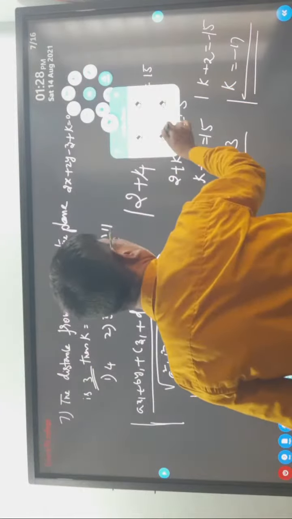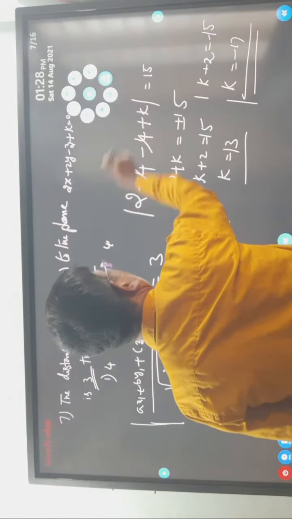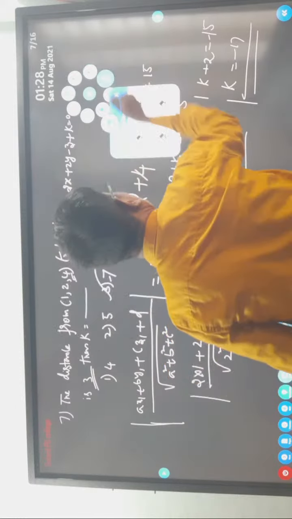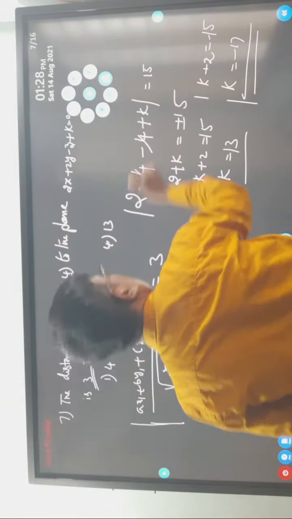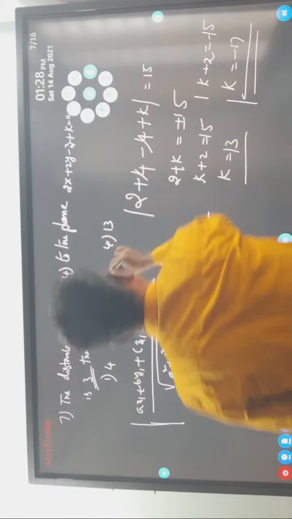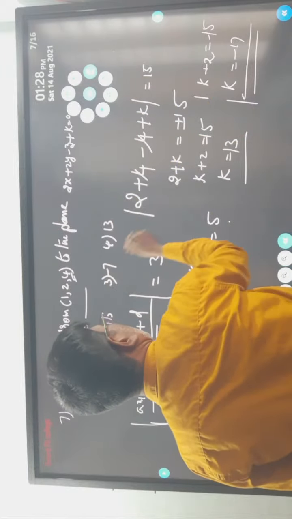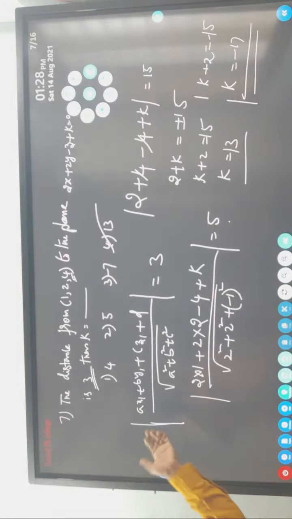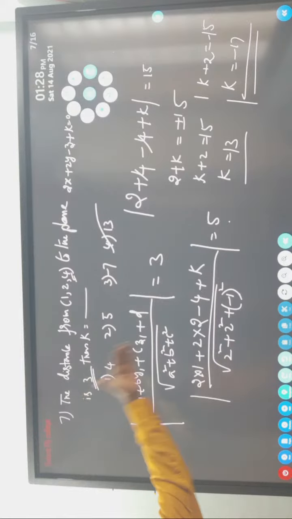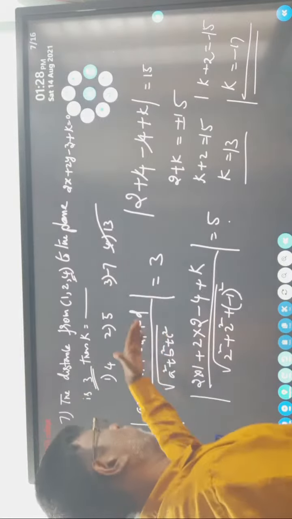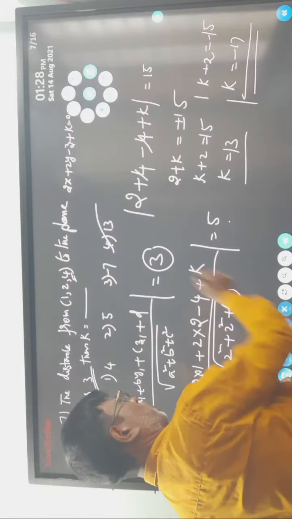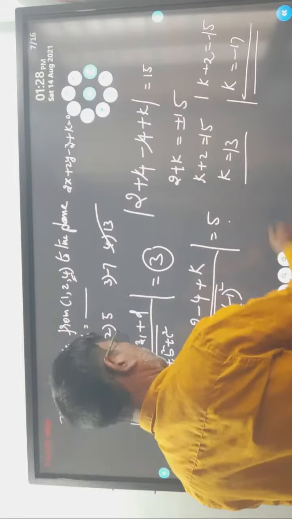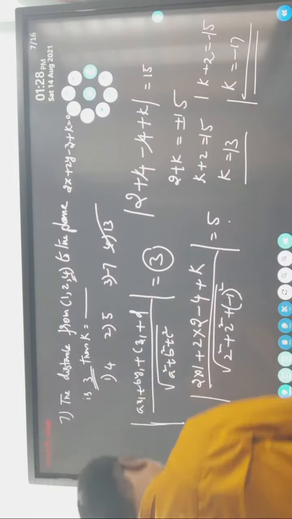So this is 13. 13 is the correct answer. So apply the formula: mod of (ax1 plus by1 plus cz1 plus d) by the root of (a square plus b square plus c square) gives distance 3. After simplification, 2 plus k equals plus or minus 15. Take that one and we will get the answer. Now let me explain another question.